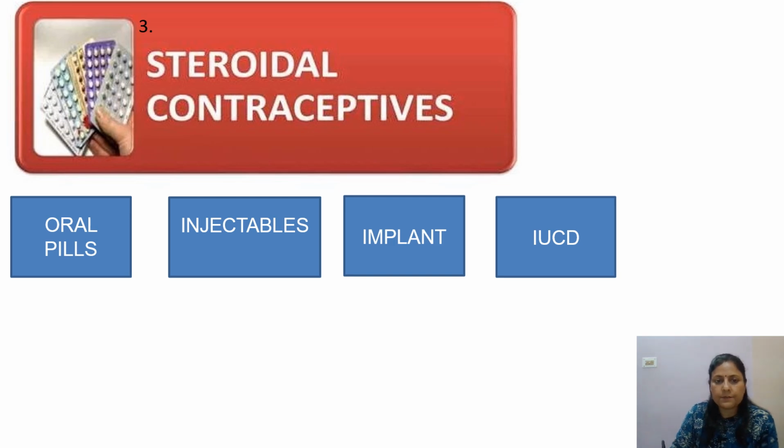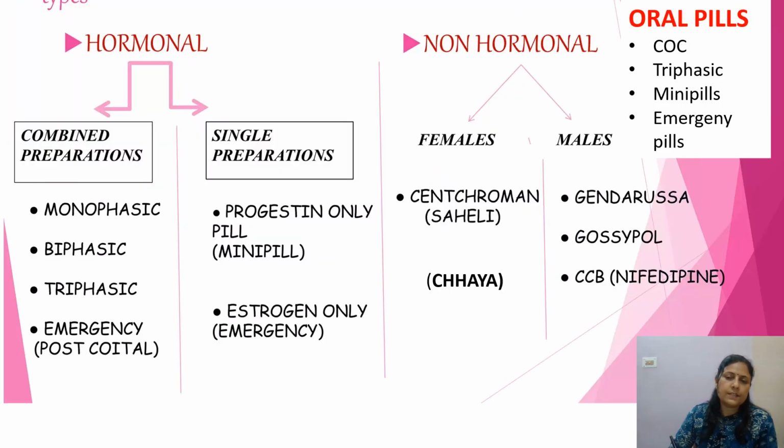The next type of contraception is steroidal contraception. There are certain hormonal contraceptives, which include oral pills, injectables, implants, and intrauterine contraceptive devices. Now, first are the oral contraceptives. These are usually combined oral contraceptive pills, and these are the hormonal contraceptive pills.